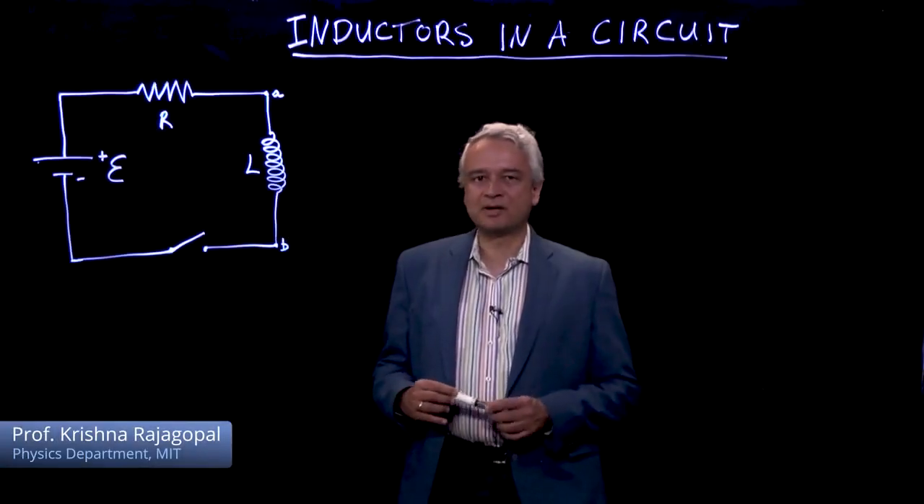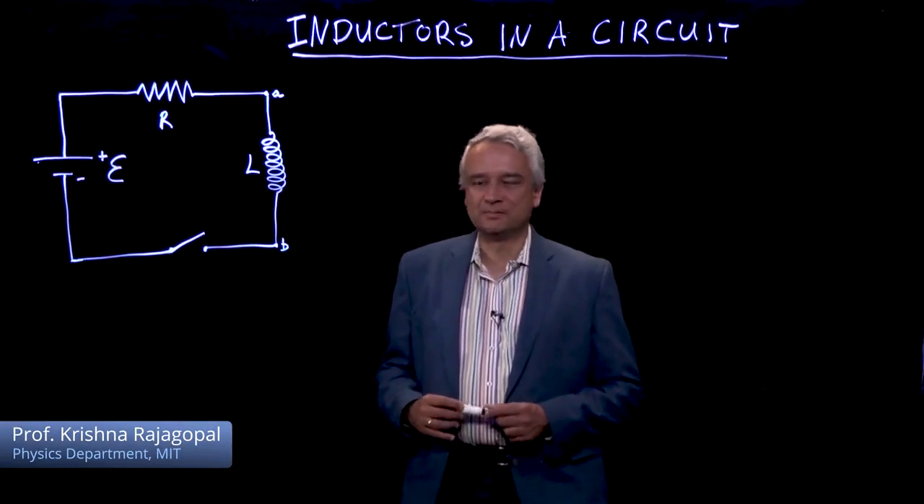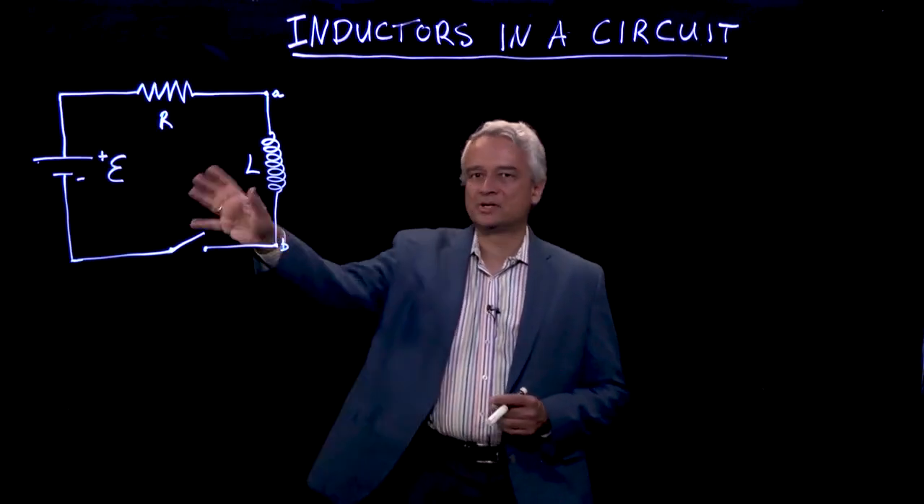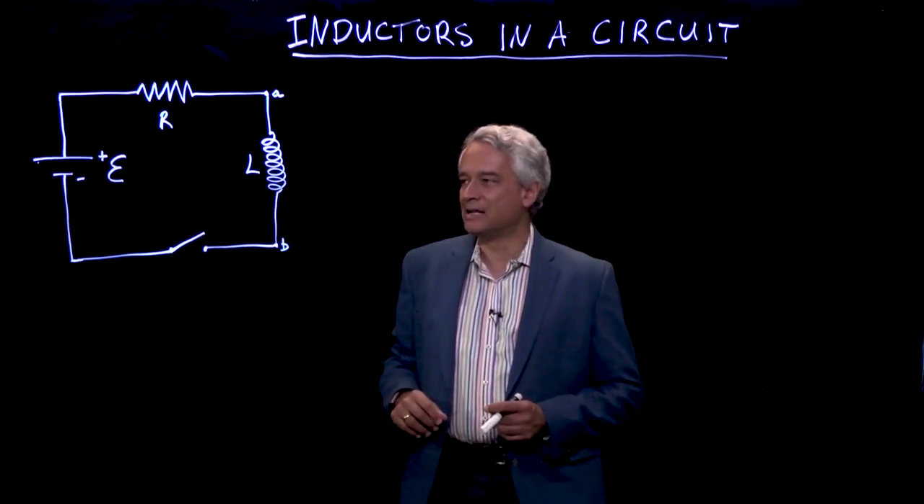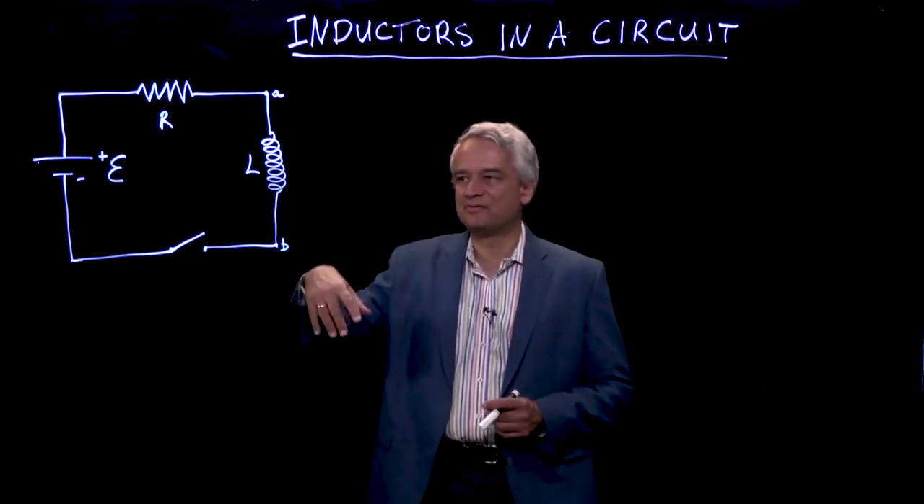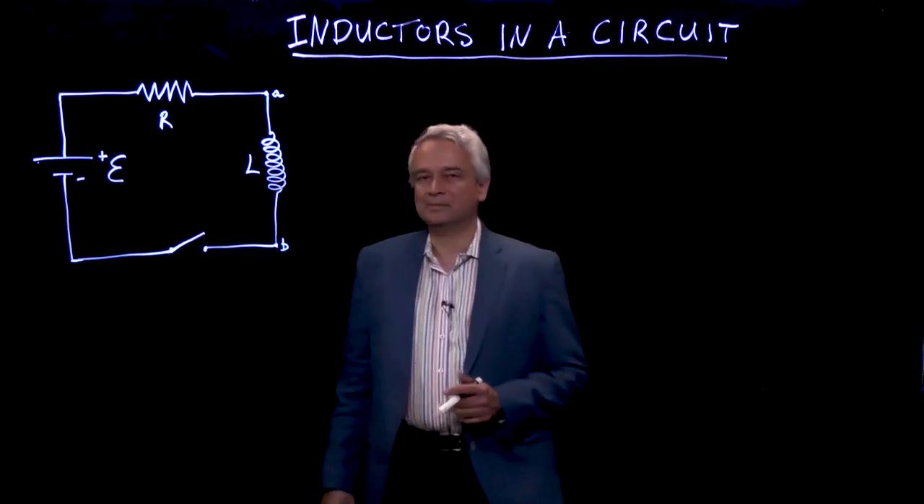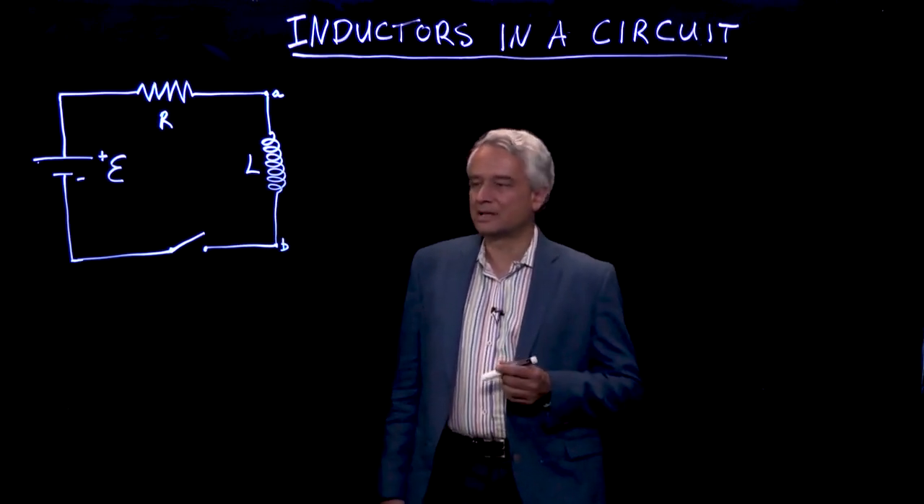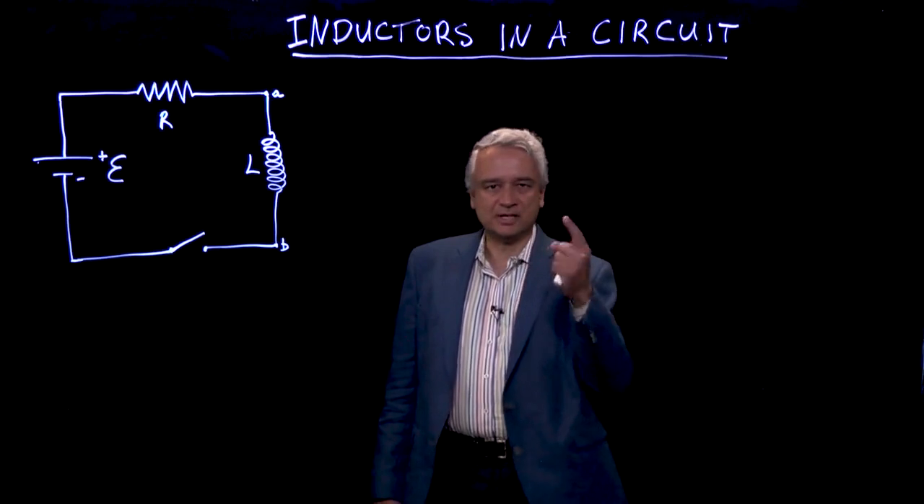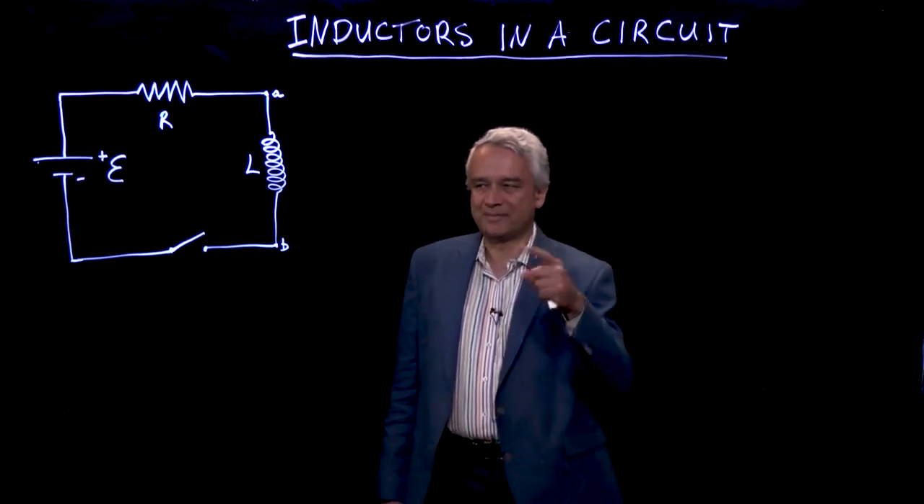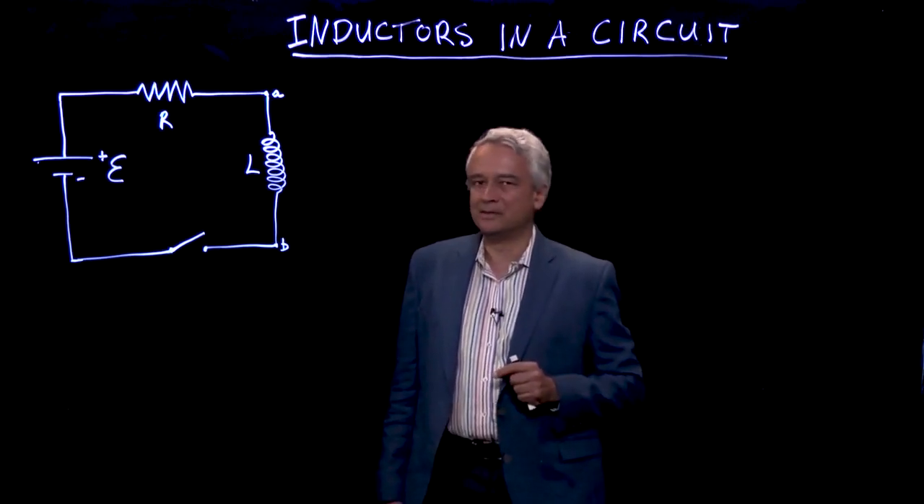So today we're going to figure out how an inductor behaves in a circuit. The circuit we're going to start to analyze is the same circuit we had before, except where we used to have a capacitor, I've swapped in an inductor. Let's remember what an inductor is. An inductor is a coil of wire, which can have a magnetic flux through it.